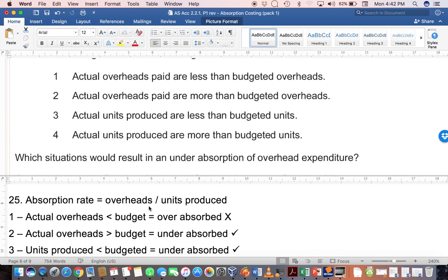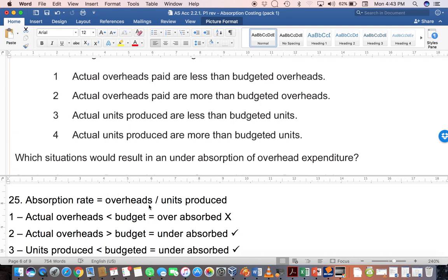To start with, let's just look at how we work out the absorption rate. The absorption rate is going to be based on the total overheads divided by, in this case, the number of units produced, although it could also be the machine hours or the labor hours, depending on how you choose to value it.